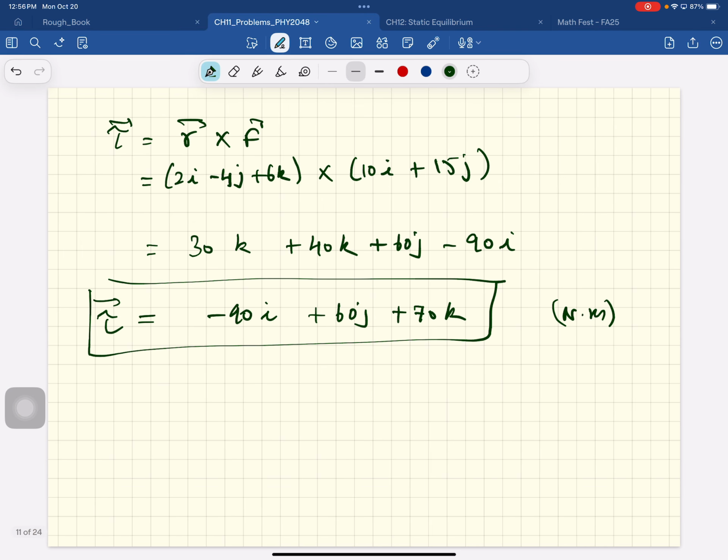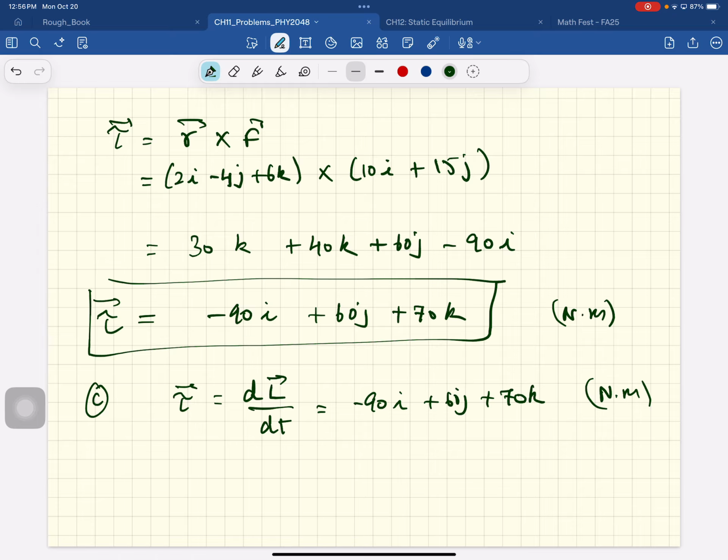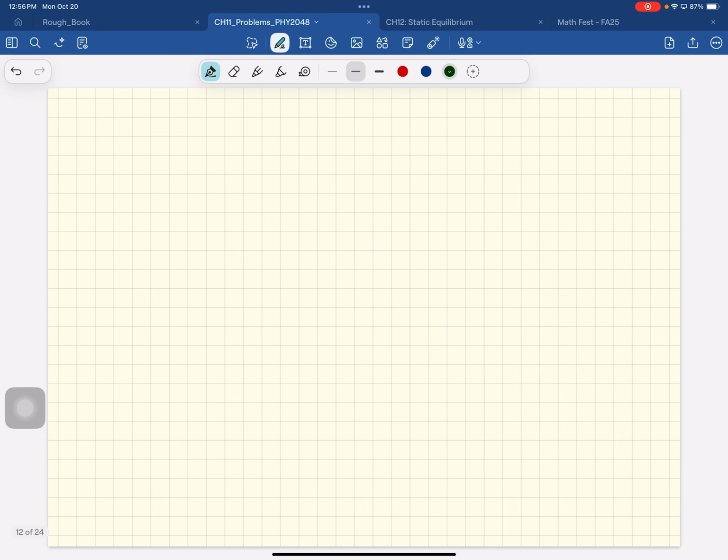Okay, so they ask you in part C, what is the time rate of change of the particle's angular momentum? So it's 90I. It's equal to the torque. All right. You guys understand? All right. So you have to get comfortable with doing cross products.